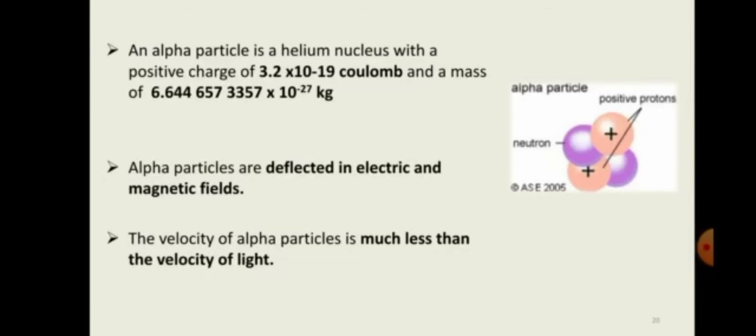The next property is about the velocity of alpha particles. The velocity of alpha particles is much less than the velocity of light. The velocity of the alpha particles depends upon the radioactive substance, so different substances have different velocities.